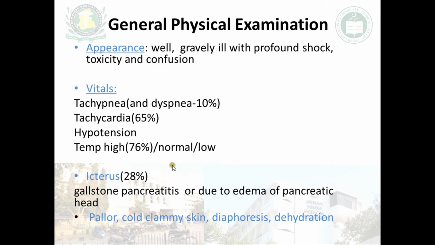The third important thing on the examination is icterus, the jaundice, which is present in 28% of the patients. Basically this occurs in gallstone pancreatitis or due to edema of the pancreatic head. Overall, the patient can have pallor, cold, clammy skin, diaphoresis and dehydration when they have severe acute pancreatitis.